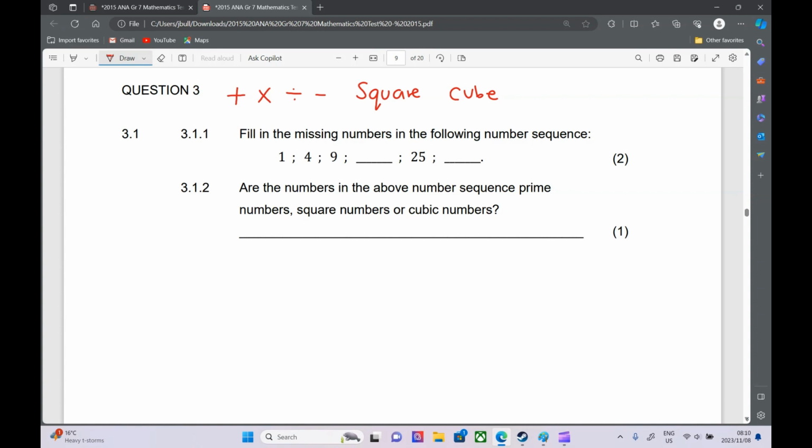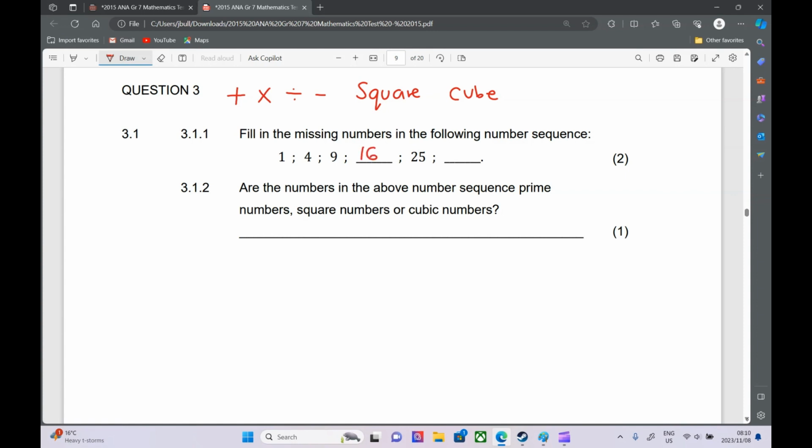Here we can see I can't really add, because 1 add 3 is 4, 4 add 5 is 9. So I don't have adding, subtracting, timesing or dividing. This one is actually going to be square numbers, because we got 1 times 1 is 1, 2 times 2 is 4, 3 times 3 is 9. So next up, 4 times 4 is 16.